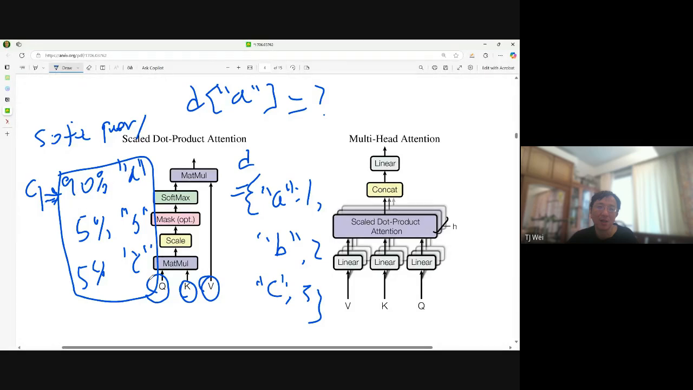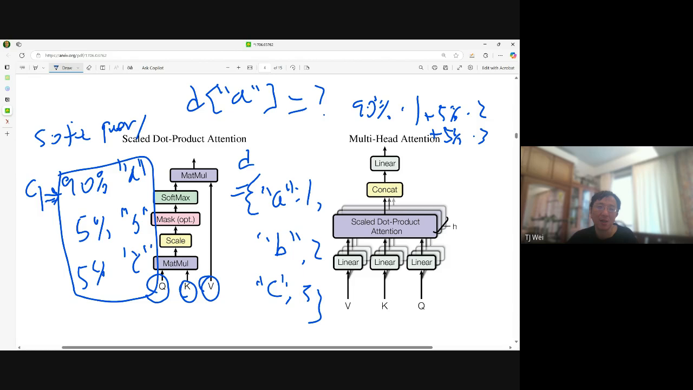We can have a soft query. What is the corresponding value? We simply do a weighted summation or weighted mean on the value. So in this case, because the value of A is 1, the value of B is 2, and the value of C is 3, the output should be 90% times 1 plus 5% times 2 plus 5% times 3. So this is our final output query.